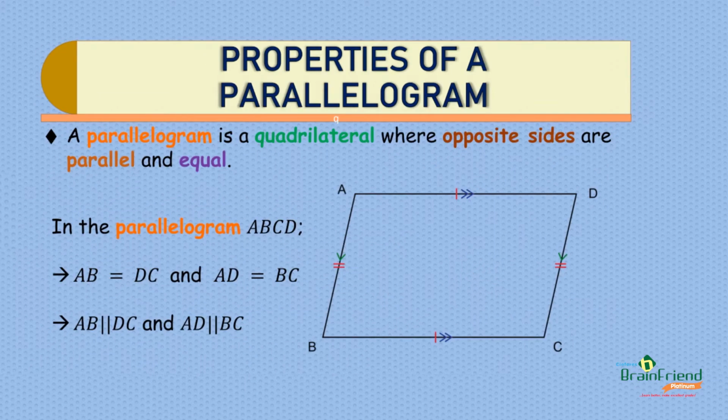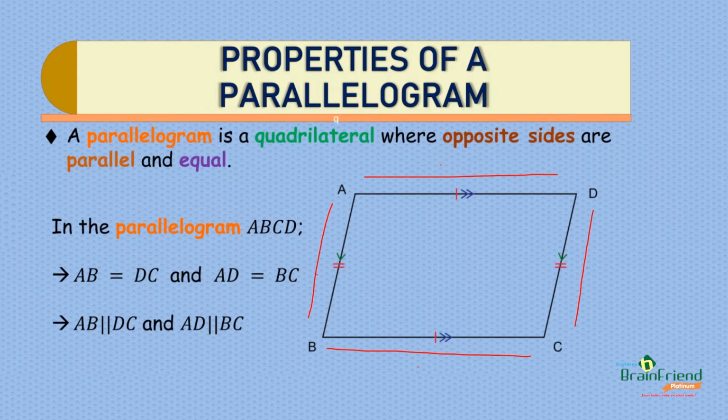Now let's start with the parallelogram. A parallelogram is a quadrilateral where opposite sides are equal and parallel. Let's look at the parallelogram ABCD given. In this parallelogram, you can see that line AD is equal to line BC, and you can see that line AB is equal to line DC.